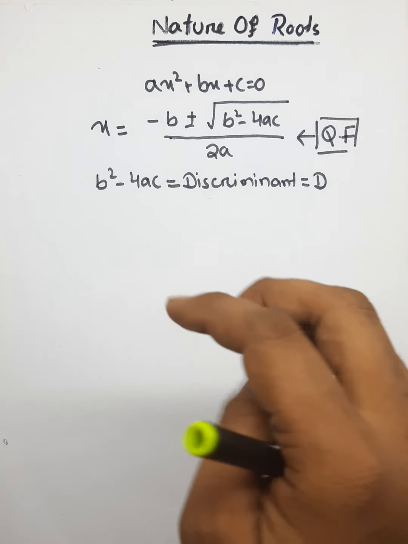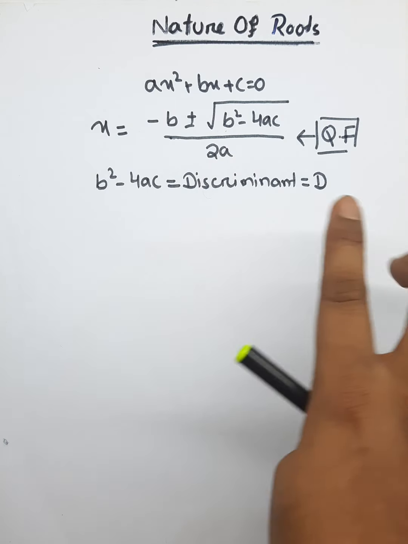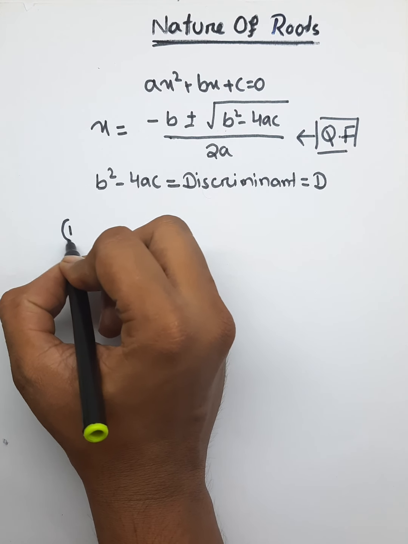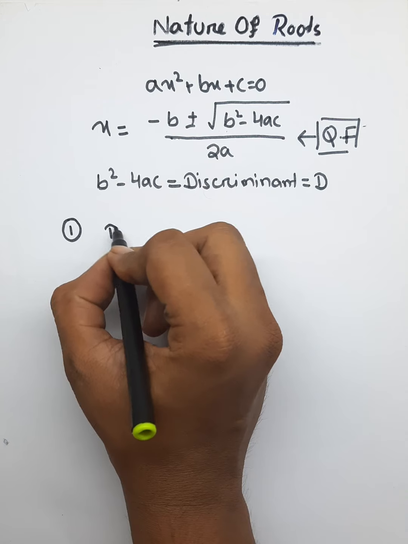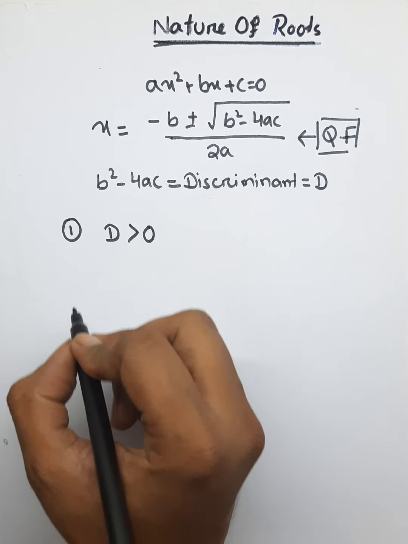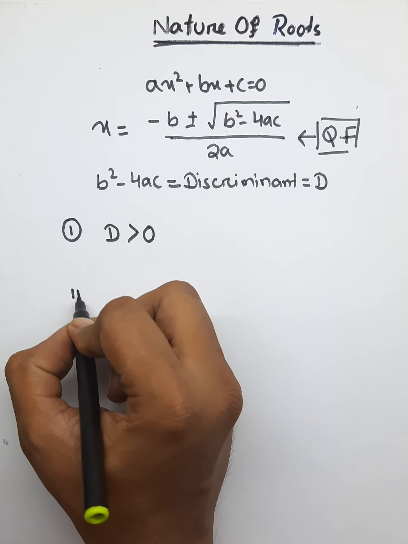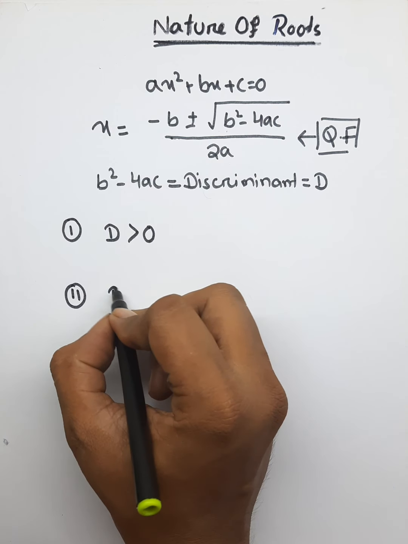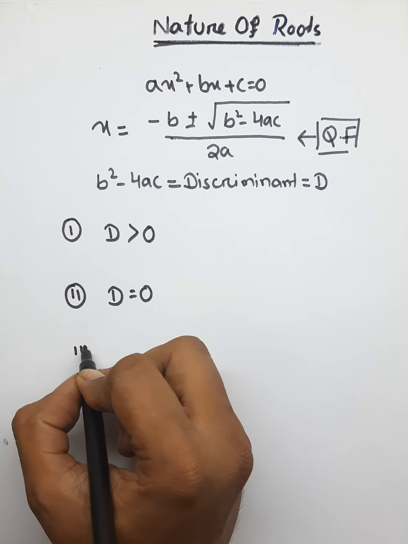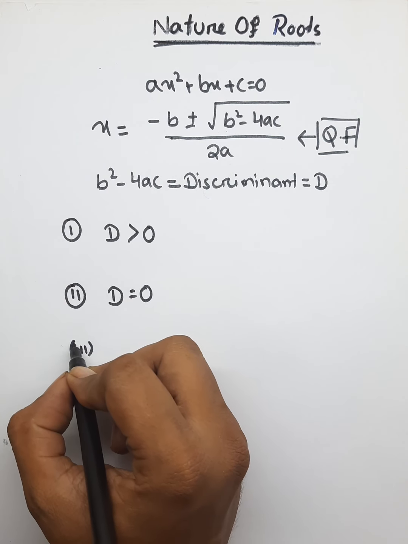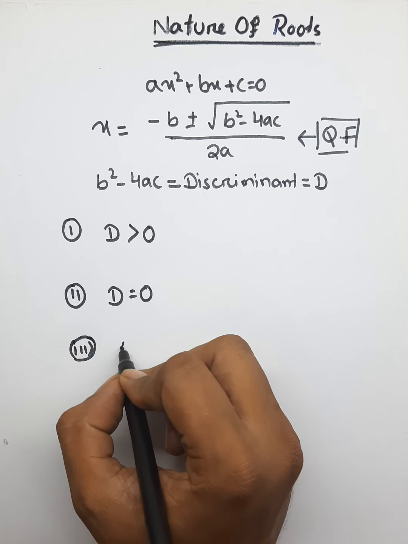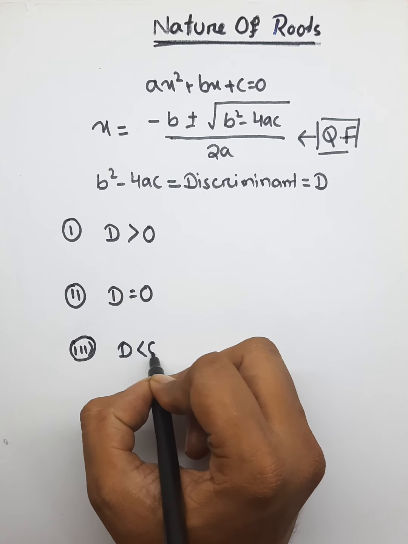There are three possibilities for D. D may be greater than 0, D may be less than 0, or D may be equal to 0. These three possibilities may occur.